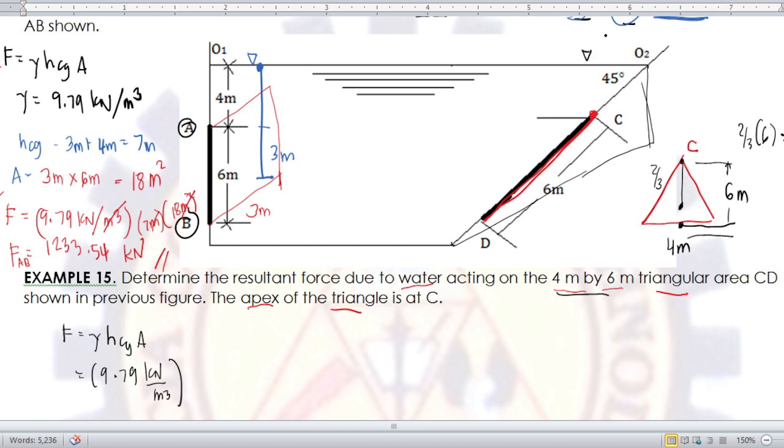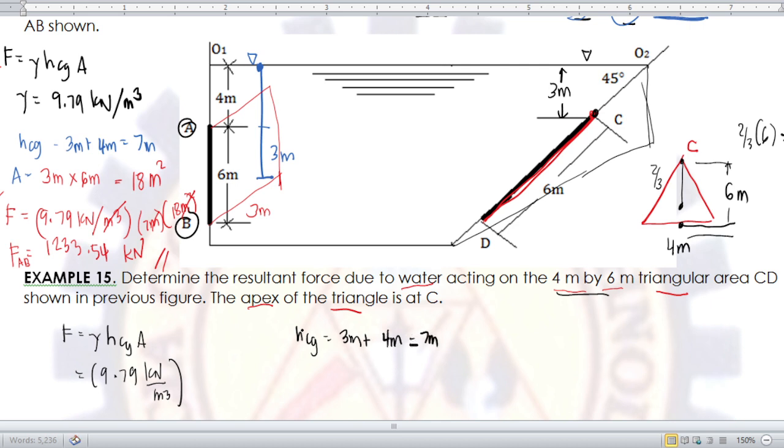Okay? So, by the way, we have something missing here, class. This is 3 meters, by the way. Kindly add the distance to this apex C, which is 3 meters. So therefore, we have to add these 3 meters to the location of the center of gravity of the triangle, which is the 2/3 of 6, which is 4 meters. So it is 7 meters from the free surface.